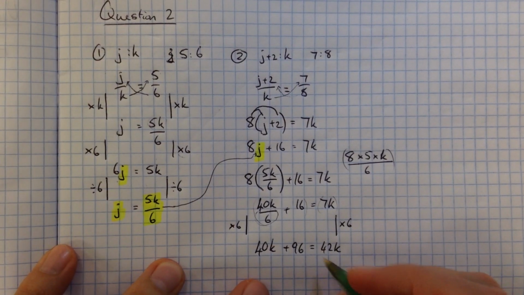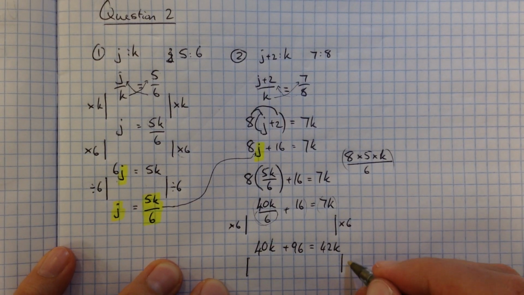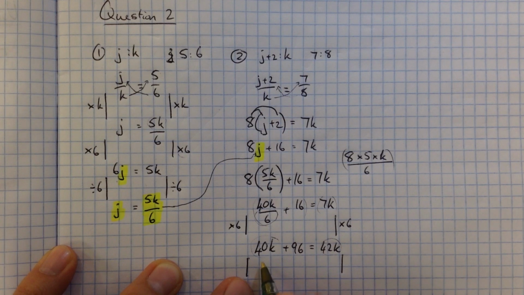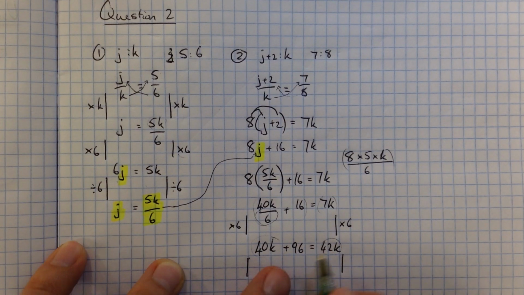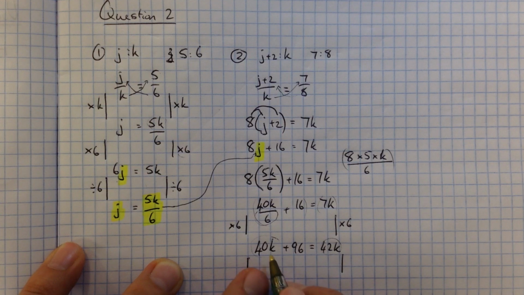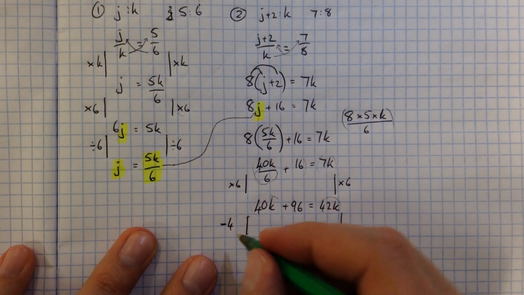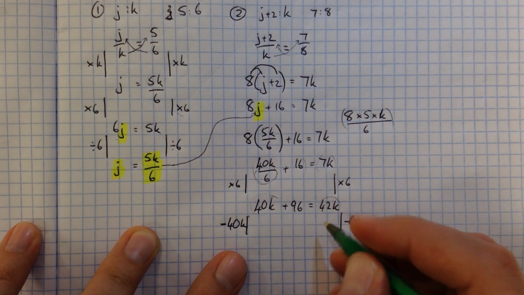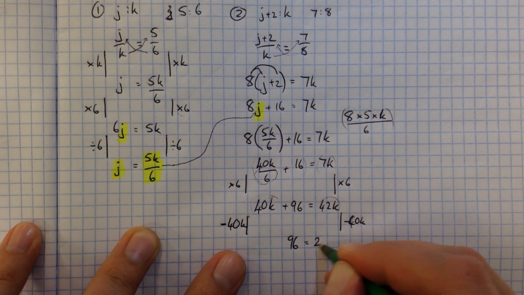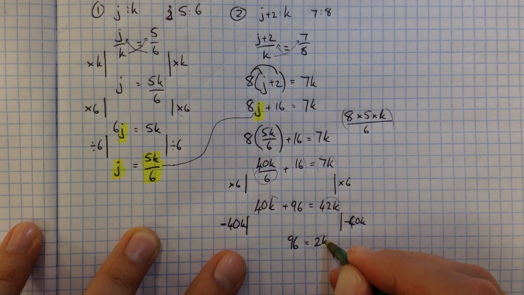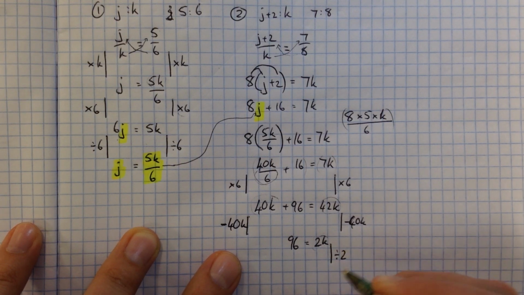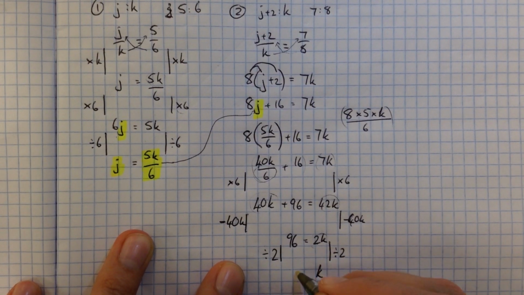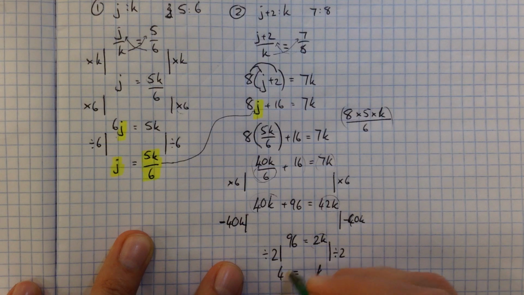Let's see how that works out. Now let's get all the terms with variables onto one side. I can either subtract 42K from both sides, or I can subtract 40K. I'm going to subtract the smaller one so I have a positive number. That'll give me 96 equals 2K. K is not alone yet, it's being multiplied by 2, so I have to divide by 2. That's K equals 96 divided by 2, 48.